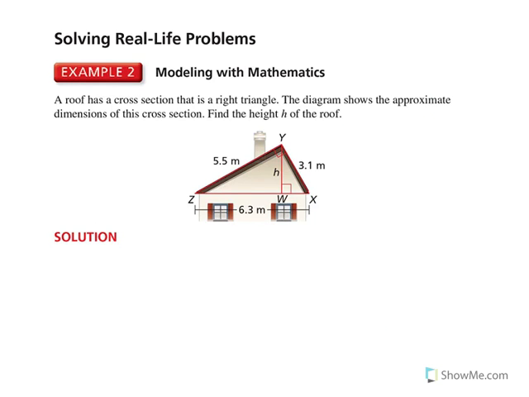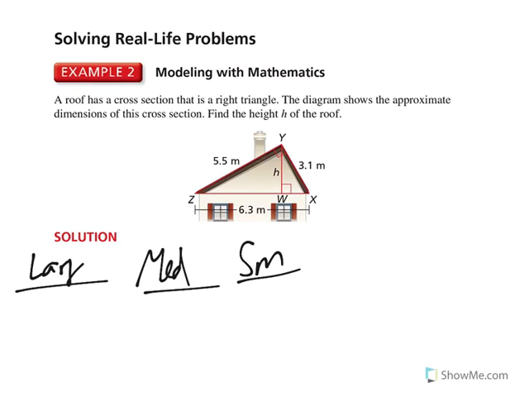If we look at this first example, it's going to be important for us to first identify what's similar. Once we have our similar triangles, then we can set up our proportions just like we were doing in Chapter 8. So I'm going to start this one off the same way, trying to find my large triangle, my medium triangle, and my small triangle. My large one, I'm going to draw my right angle.